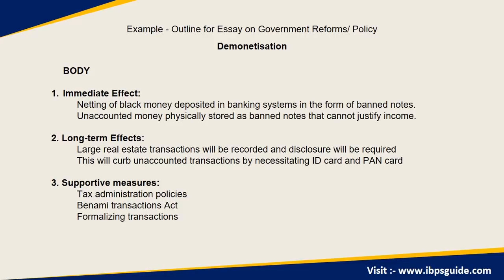Your third paragraph, like I said, has to be presenting the solutions. So here we are talking about the supportive measures that have been taken to make demonetization successful. So you can talk about the tax administration policies where everyone is required to show their ID when they're making transactions above a certain limit. You can talk about the Benami Transactions Act, and you can talk about formalizing transactions. So these are the supportive measures that have been taken by the government to ensure that demonetization has some beneficial effects in terms of curbing black money.